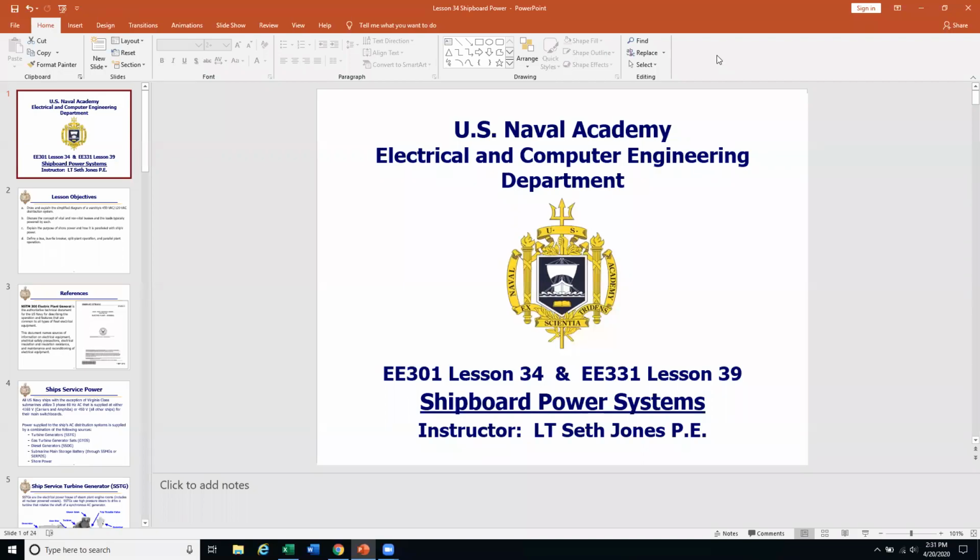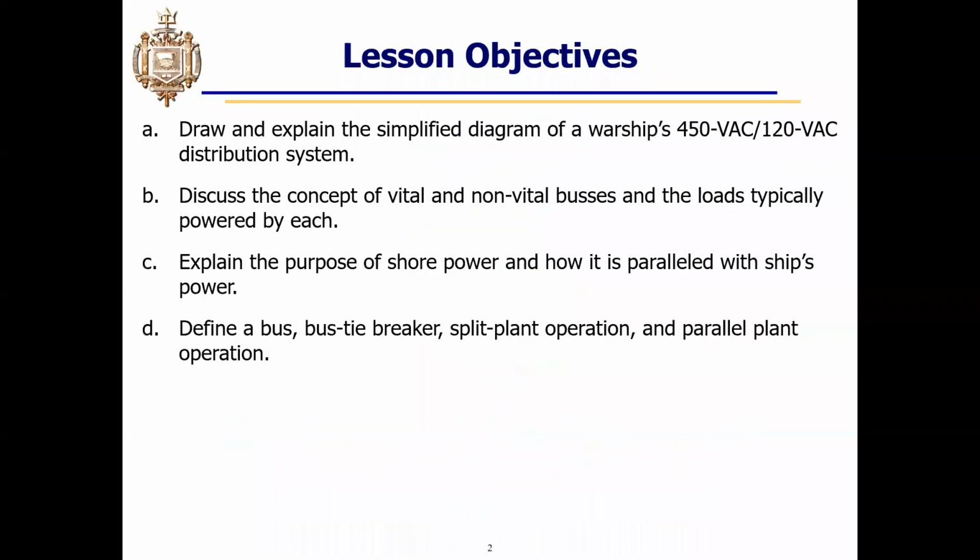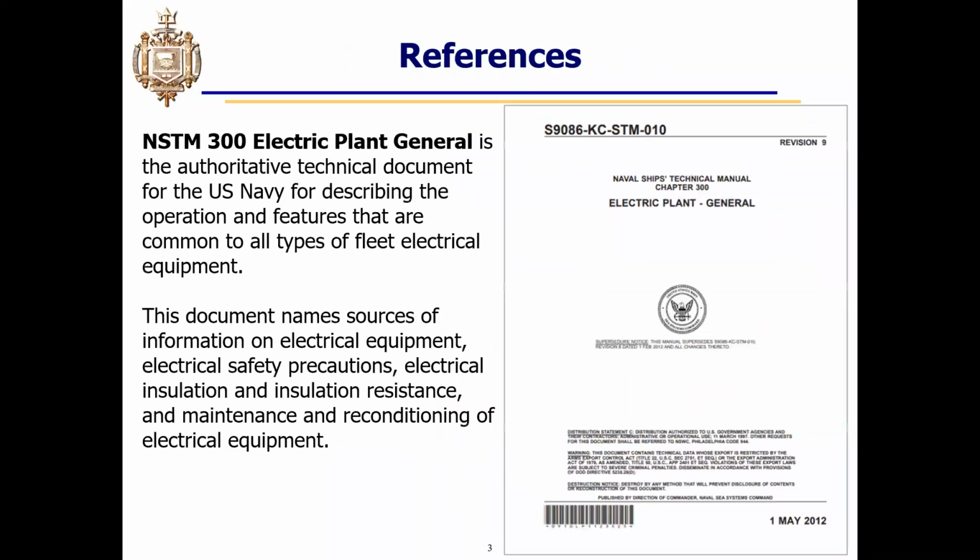Okay, today's lesson is lesson 34 for EE301. It also corresponds to lesson 39 for EE331. So let's go ahead and maximize our screen. And these are the lesson objectives. Today's lesson is on shipboard power distribution.